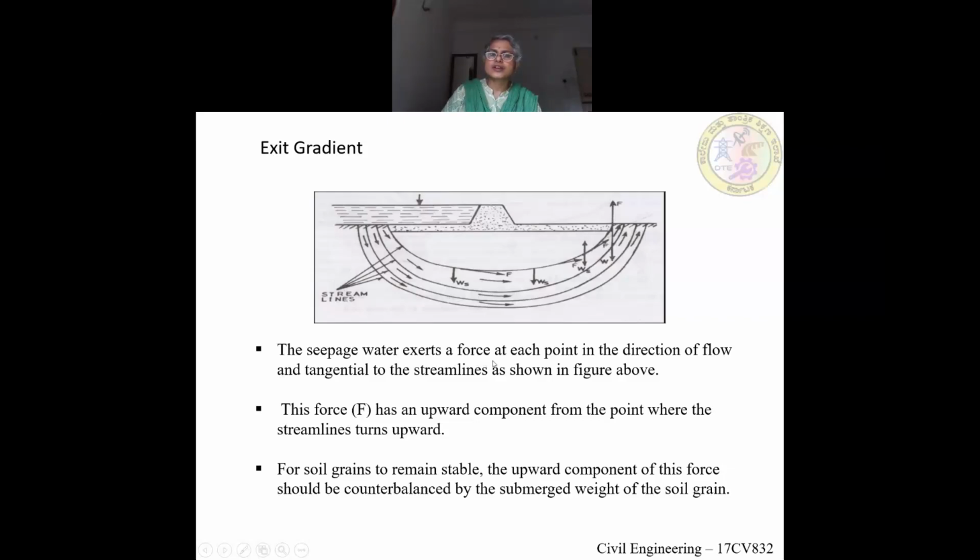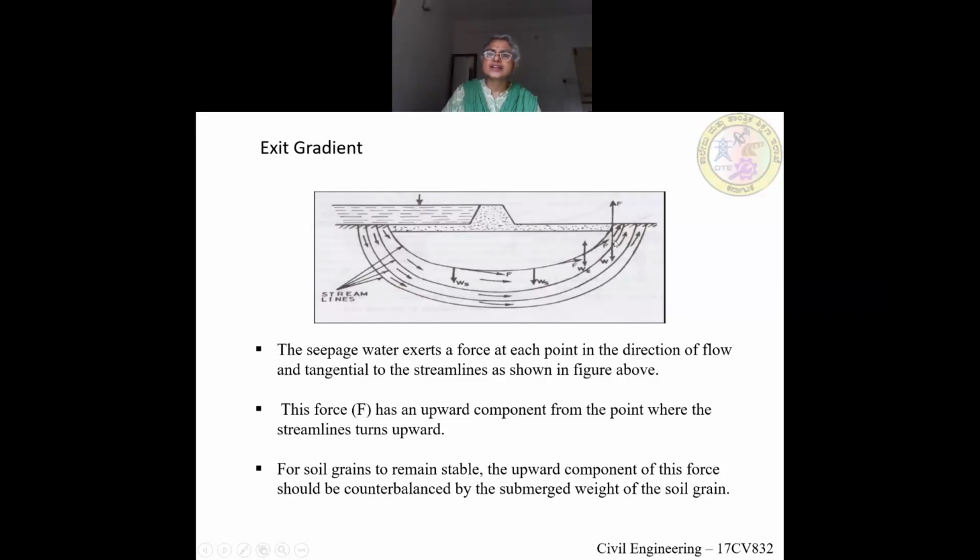So the seepage water exerts a force at each point in the direction of flow and tangential to the streamlines, as shown in the figure above. The force F has an upward component from the point where the streamline turns upward, and for soil grains to remain stable, the upward component of this force should be counterbalanced by the submerged weight of the soil grain. So this force F, which is tangential to this, has to be counterbalanced by the weight of the saturated soil grain.